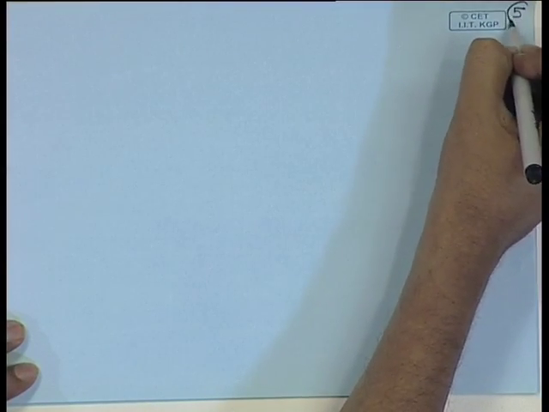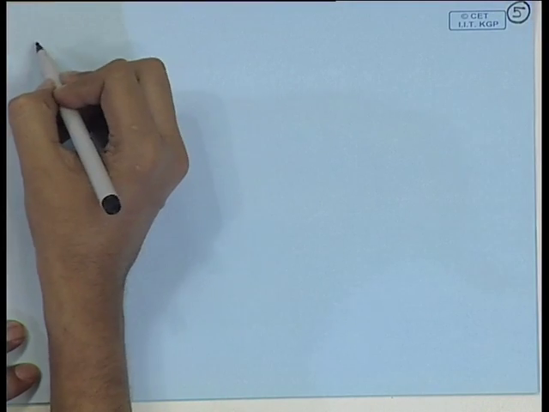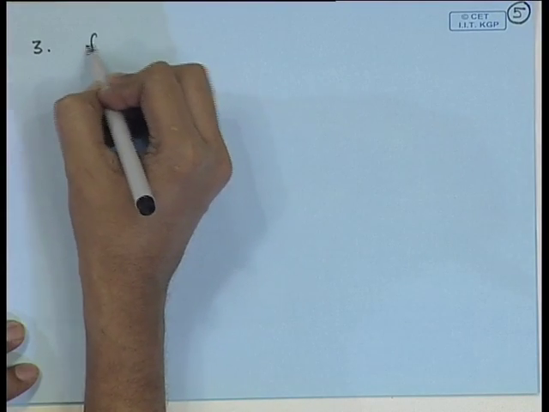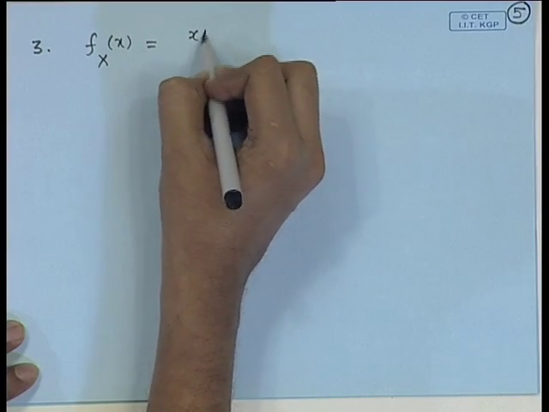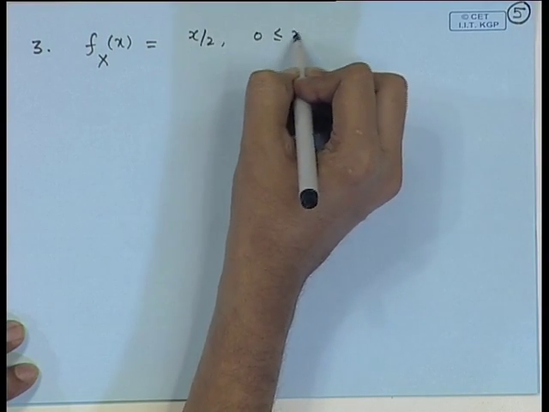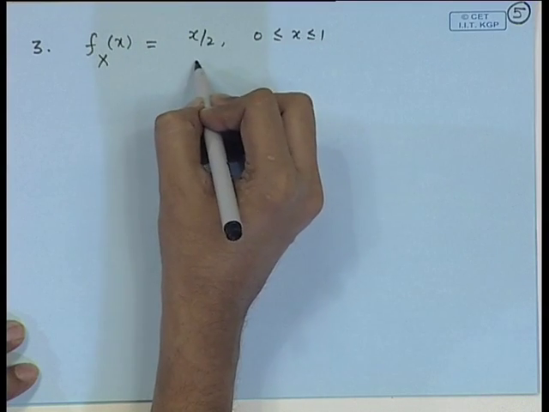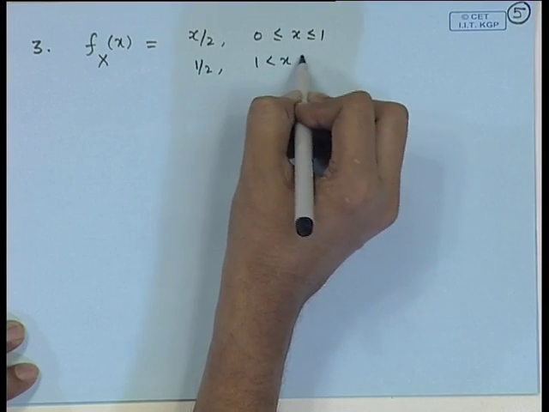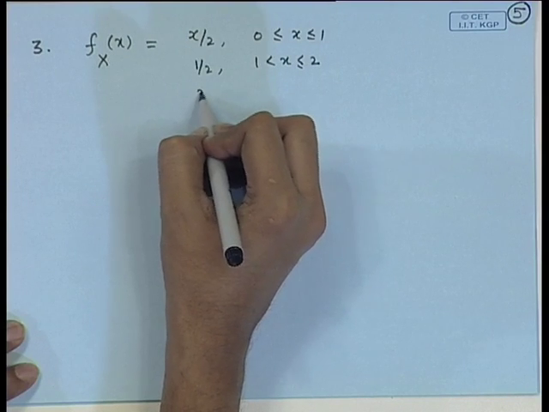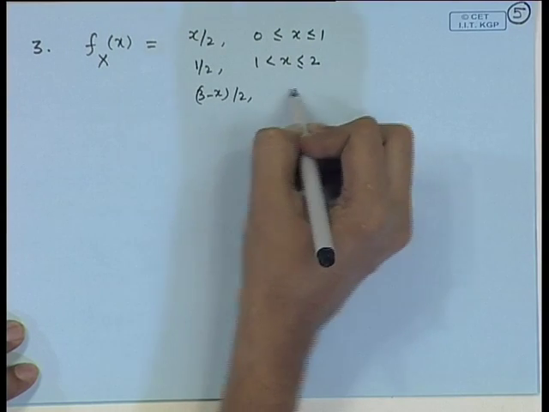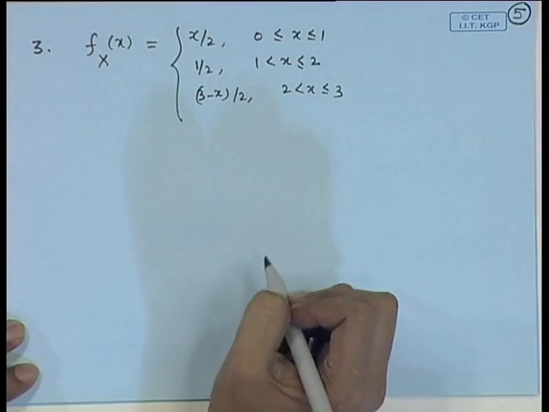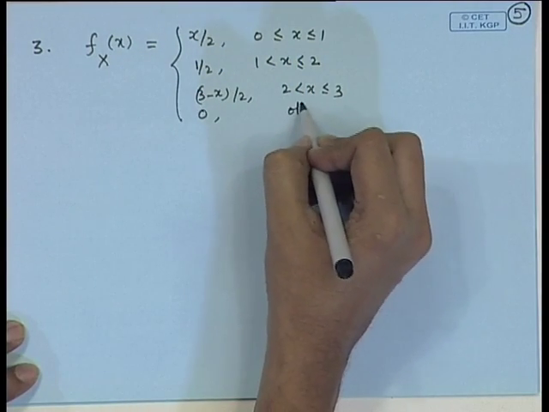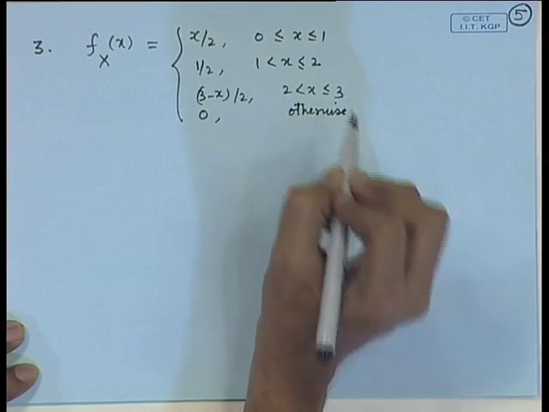Let me take one more application of this. Suppose X is a continuous random variable with the density function, say x by 2 for 0 less than or equal to x less than or equal to 1, it is half for 1 less than x less than or equal to 2, it is (3 minus x) by 2 for 2 less than x less than or equal to 3. It is 0 at all other points.